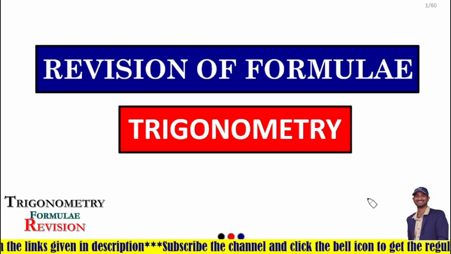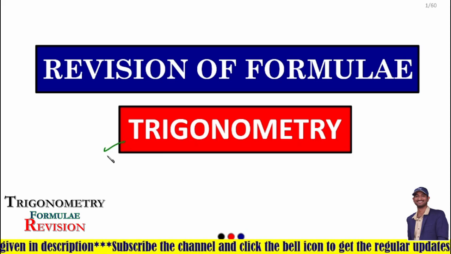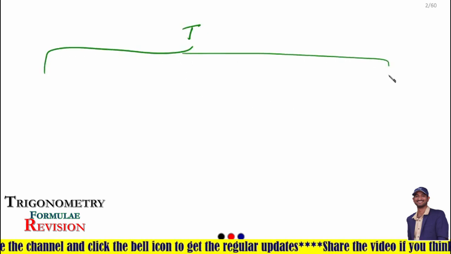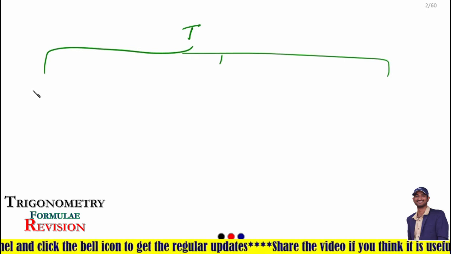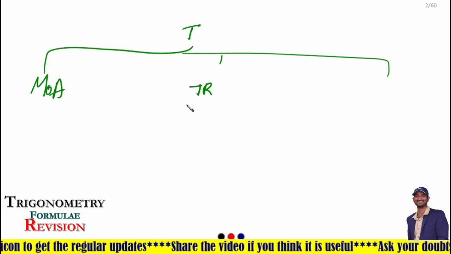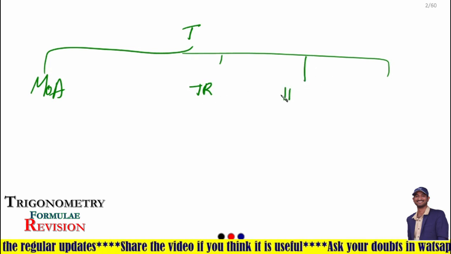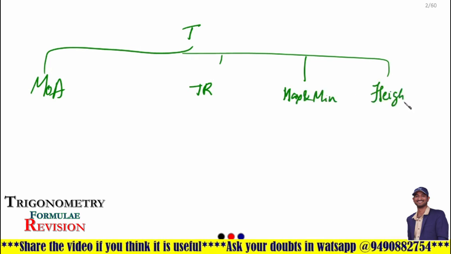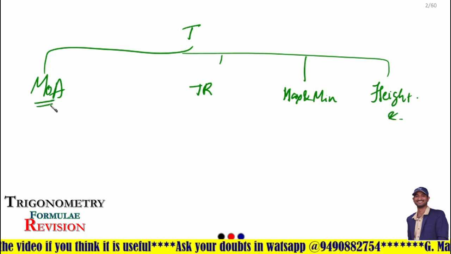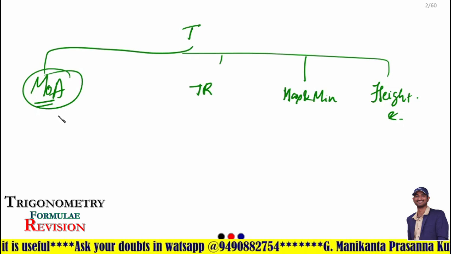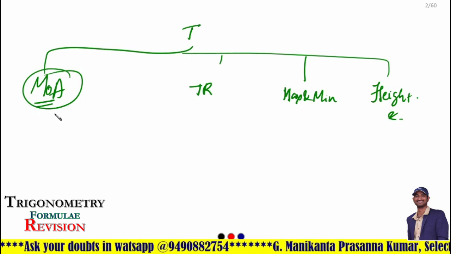Friends, in this video, we will discuss all the formulas in trigonometry. So just revise all the formulas in trigonometry. Basically, in trigonometry, we have three main topics. What are those topics? First one is measurement of an angle, and trigonometric ratios, and one more thing, heights and distance, maxima and minima, and heights and distance. So totally four topics. Measurement of angle is a basic topic in trigonometry. Now I'll tell you all the formulas in these four topics of trigonometry.